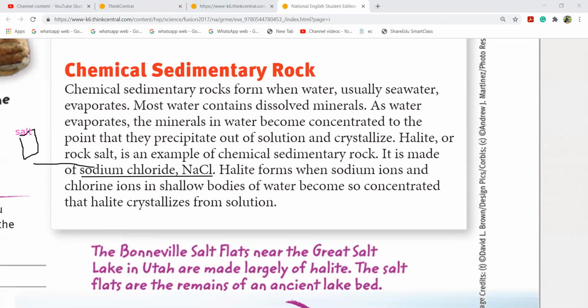Halite forms from sodium ions and chlorine ions in a shallow body of water that becomes so concentrated that halite crystallizes to form. Halite forms crystals from solution because a lot of water evaporates and leaves halite, the rock salt, which is nothing but sodium salt, which we are using in our daily use.